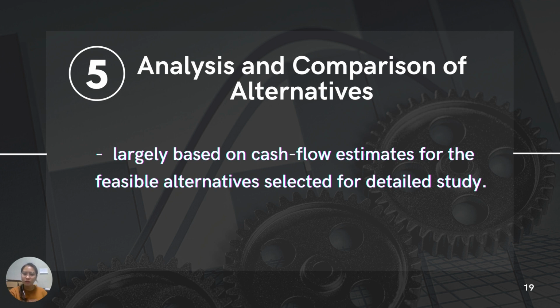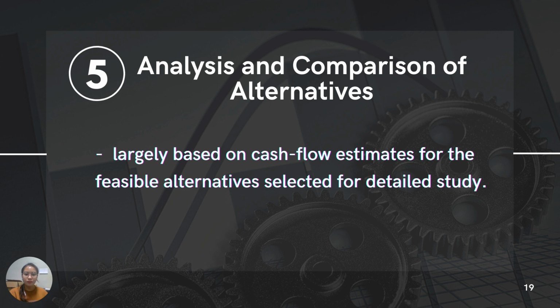Okay, so we also have the fifth procedure, which is analysis and comparison of alternatives. Analysis of the economic aspect of an engineering problem is largely based on cash flow estimates for the feasible alternatives selected for detailed study. A substantial effort is normally required to obtain reasonably accurate forecasts of cash flow and other factors in view of, for example, inflationary or deflationary pressures, exchange rate movements, and regulatory or legal mandates that often occur.